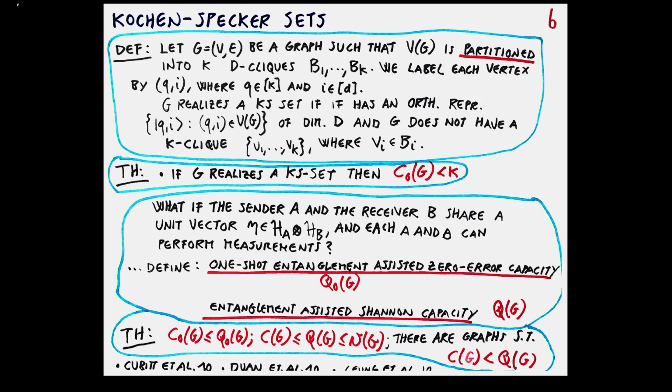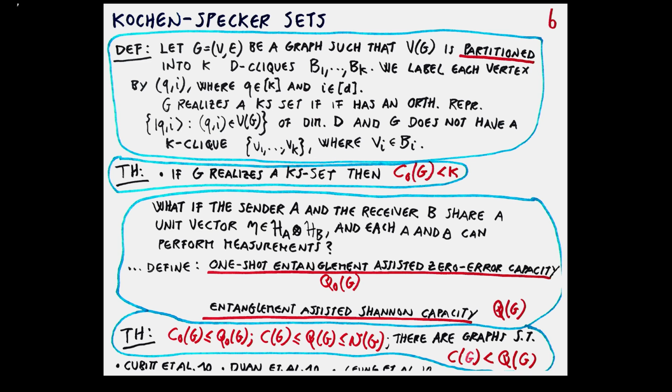And now I have a few definitions to give. Take a graph again, and consider the graph partitioned into k cliques. Cliques are just fully connected subgraphs, and these k cliques will have size d each, call them b1, b2, up to bk. Now, let us label each vertex with ordered pairs, where q will tell you which clique, and i will tell you which element, which vertex in the clique. Now, this is a definition: we say that G realizes a Kochen-Specker set if it has an orthogonal representation.